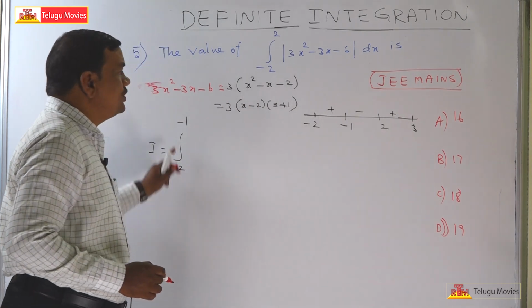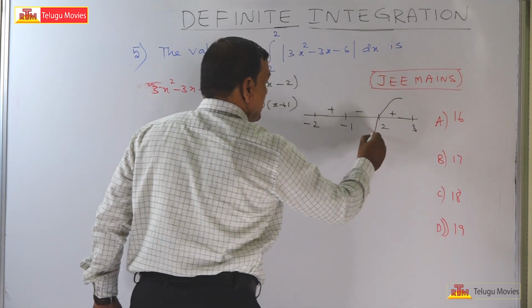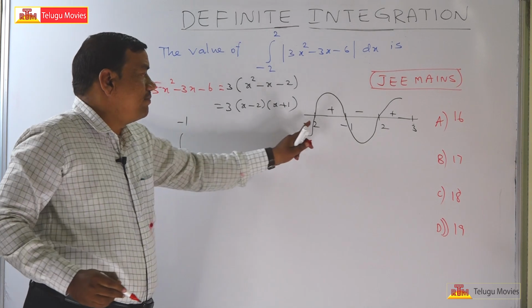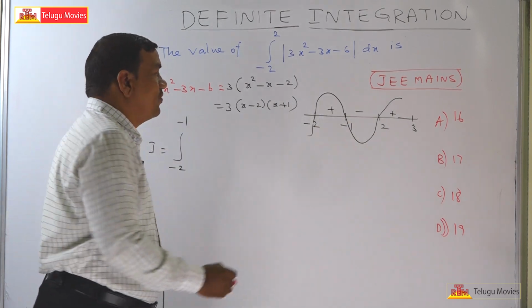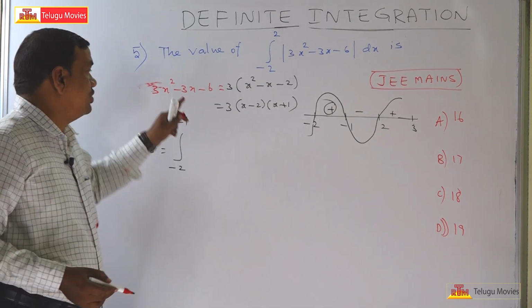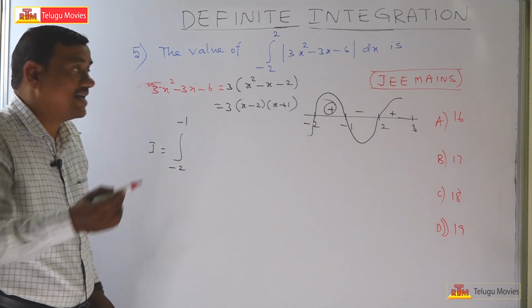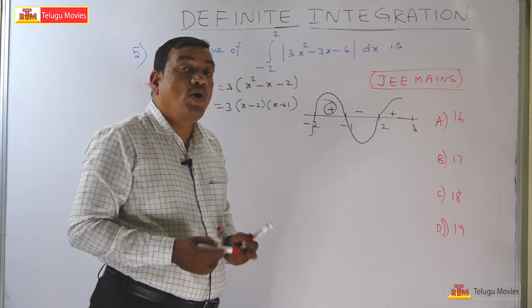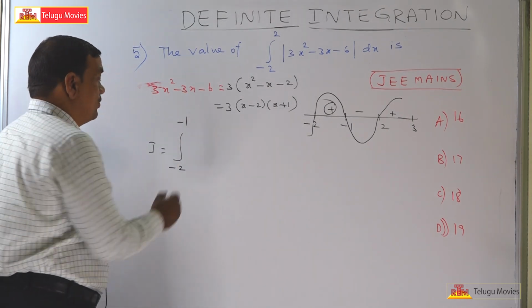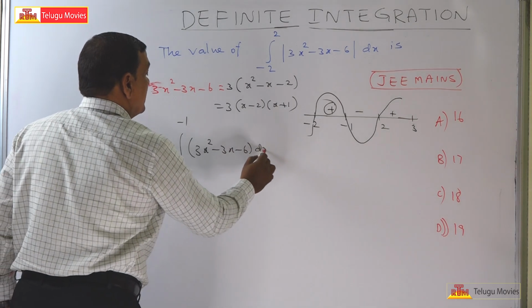If it is minus 2 to minus 1, if you observe your graph, this is plus, this is minus and this is plus. From minus 2 to minus 1, what will be this function? This is greater than 0. This function 3x square minus 3x minus 6 is greater than 0. That means this is positive. Positive means what? Modulus of x will become x only. That is equal to the integral of 3x square minus 3x minus 6 dx.